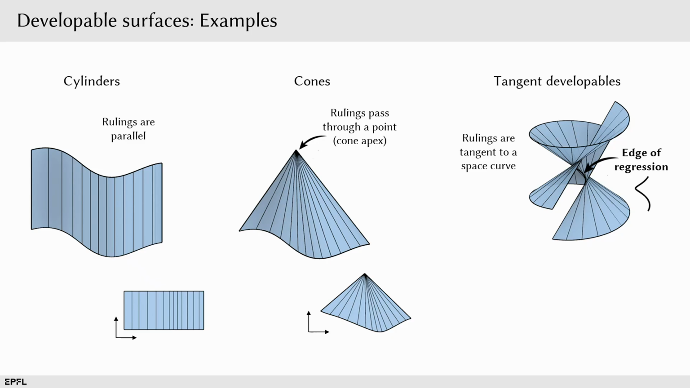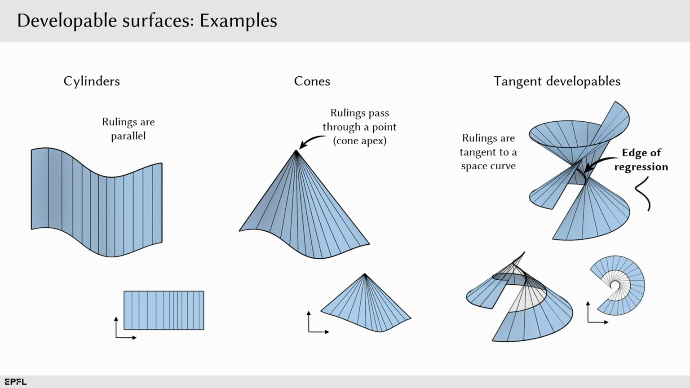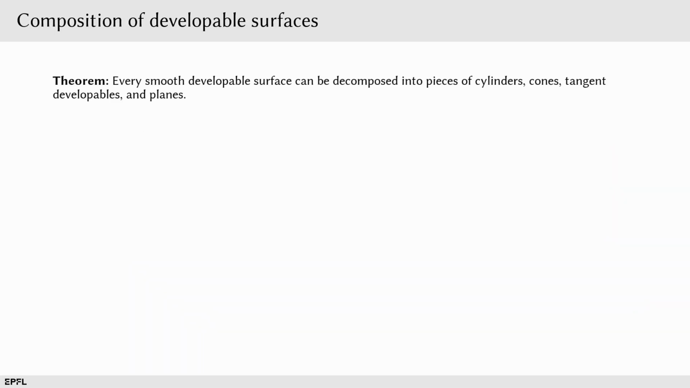The space curve is also called the edge of regression, here depicted in red, and it contains the singularities of the surface. Therefore, in most applications, one tries to only work with patches that are not too close to this edge of regression. Yeah, and these three surface types play an important role because every smooth developable surface can be decomposed into one of these three types plus the planes.